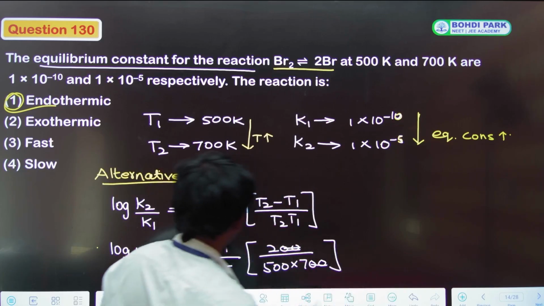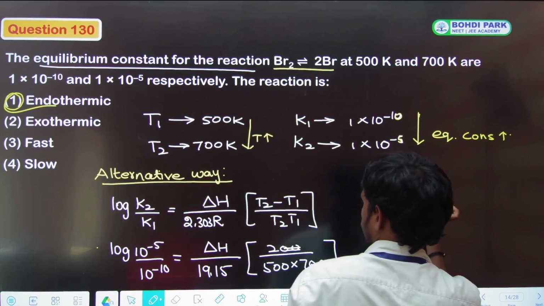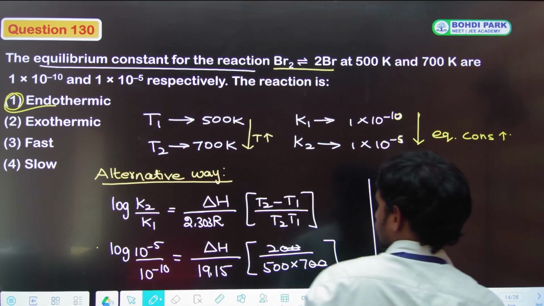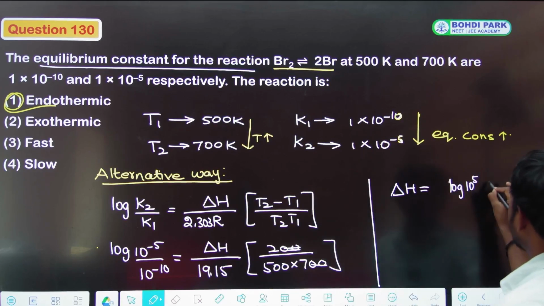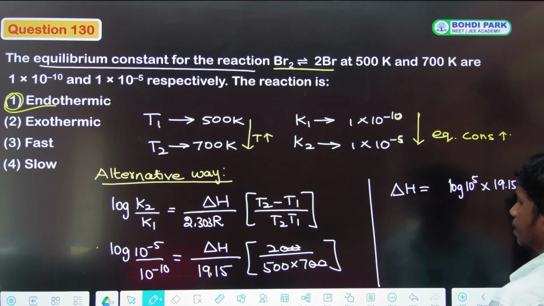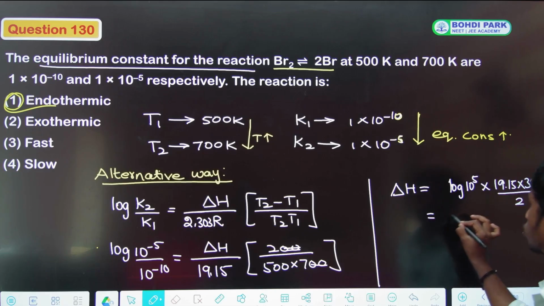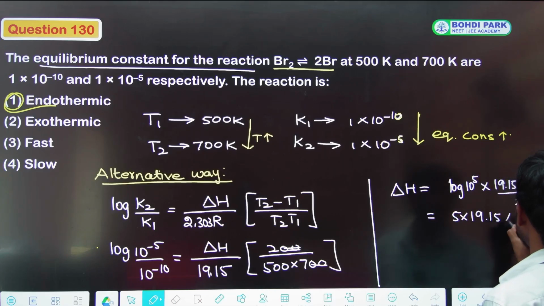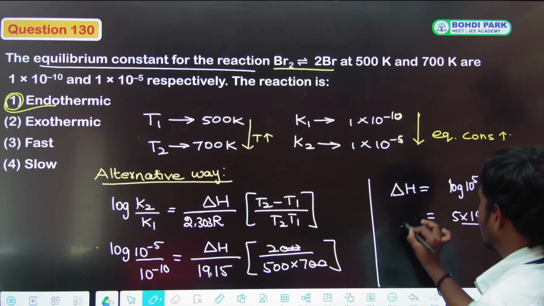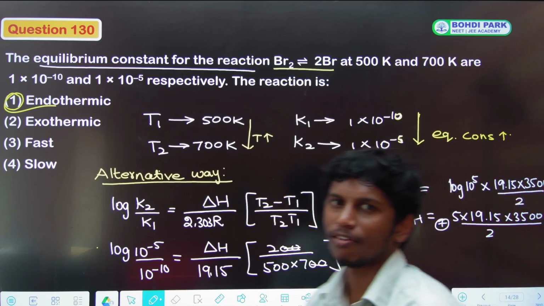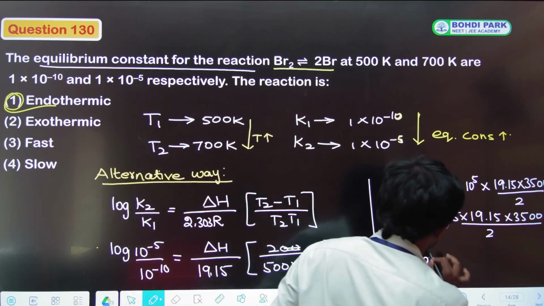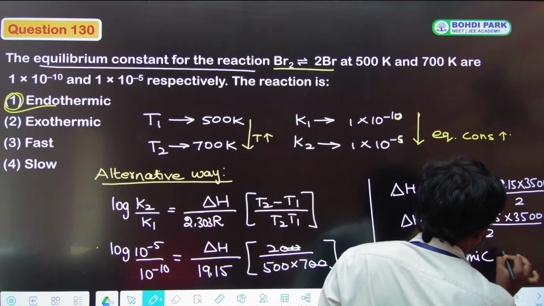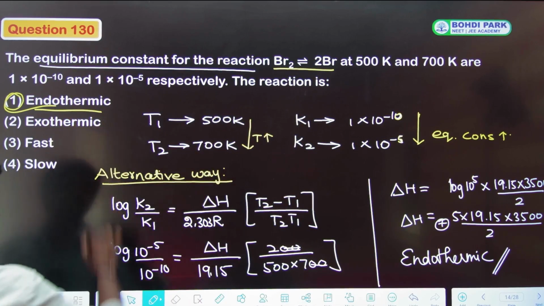If we solve, the delta H value can be log 10 to the power 5 into 19.15 into 3500 divided by 2. Okay? So if we solve 5 into 19.15 into 3500 divided by 2, the delta H value is positive. Okay, a negative value does not come, a positive value comes. Delta H is positive, which means the reaction is endothermic in nature. So we can prove it in the mathematical way also. So option A will be the correct answer.